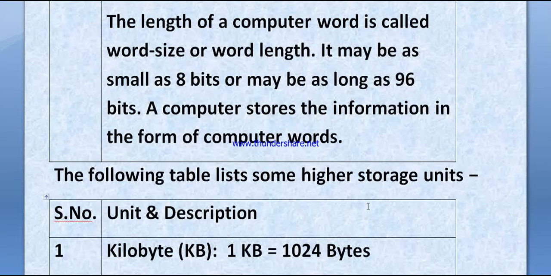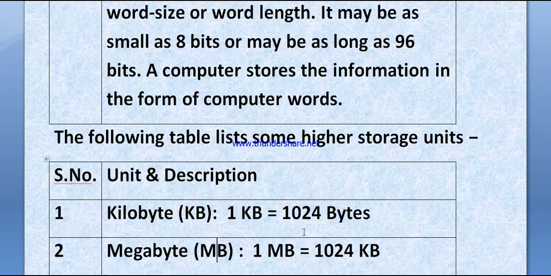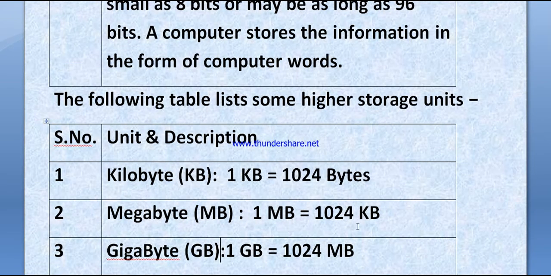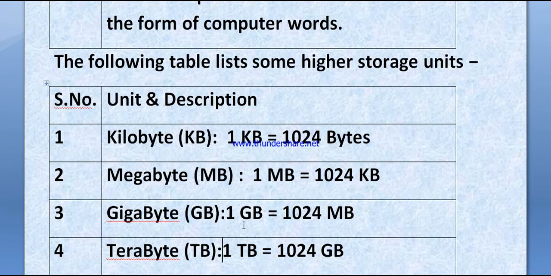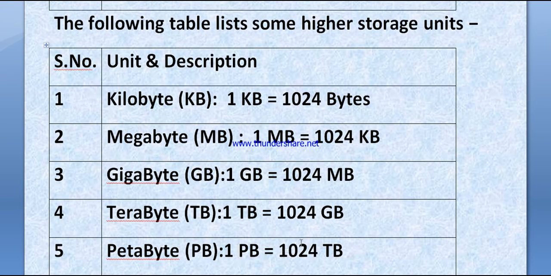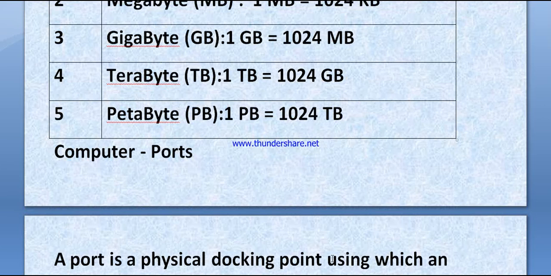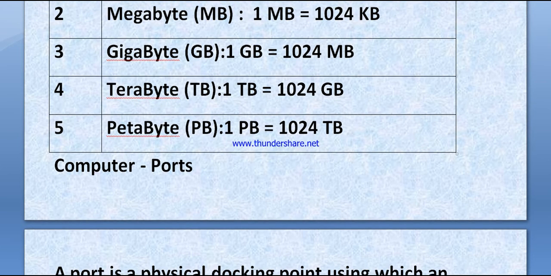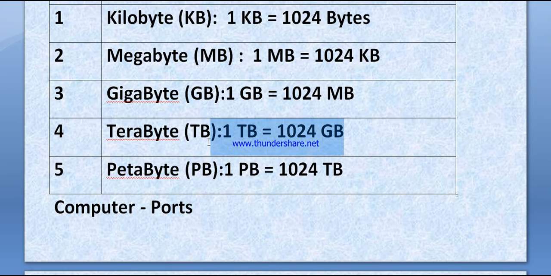The following table lists some higher storage units. 1 kilobyte equals 1024 bytes. 1 megabyte equals 1024 kilobytes. 1 gigabyte equals 1024 megabytes, 1 terabyte equals 1024 gigabytes, and 1 petabyte equals 1024 terabytes. These are the units of storage in a computer. Mostly now we are using gigabytes. Terabytes we will be using very soon because they are available in the market, but a gigabyte is already too much.